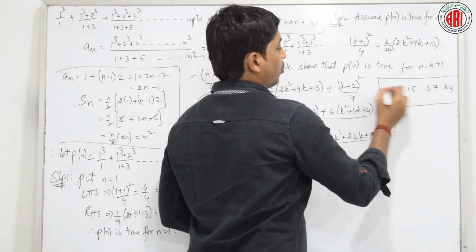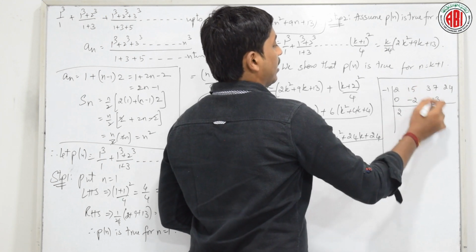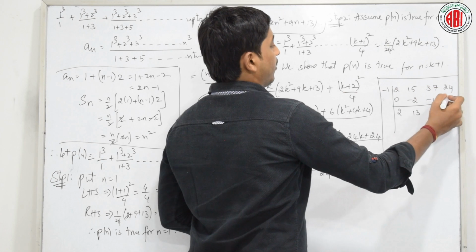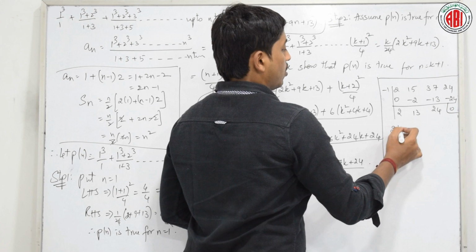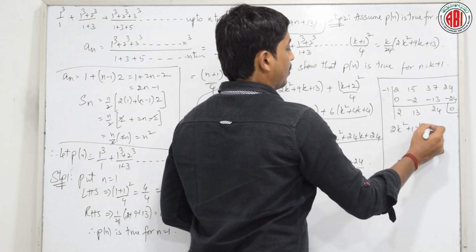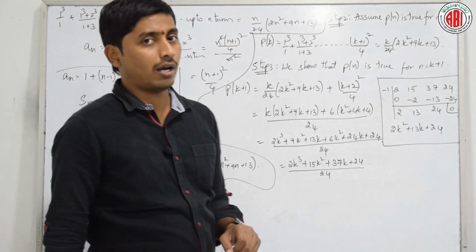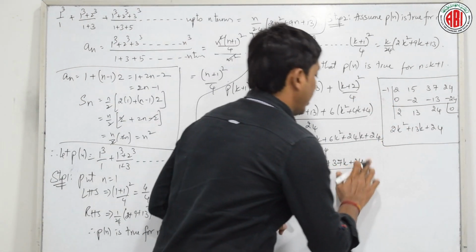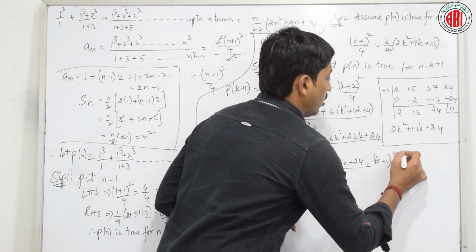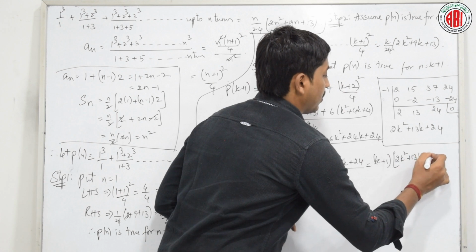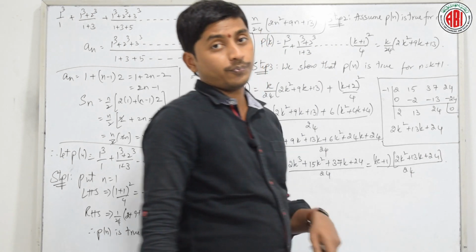2 plus 0 is 2. 2 into minus 1 is minus 2. 15 minus 2 is 13. Minus 13. Here it is 24. 24 into minus 1 is minus 24. This is 0. Therefore, my expression becomes 2k square plus 13k plus 24 into k plus 1. That will be, let us write it here, equal to k plus 1 into 2k square plus 13k plus 24 divided by 24.